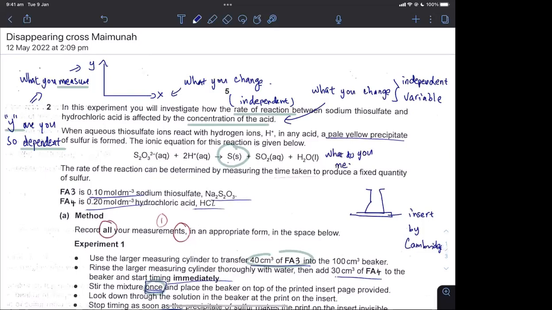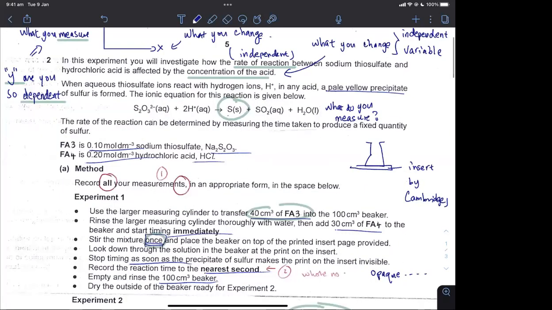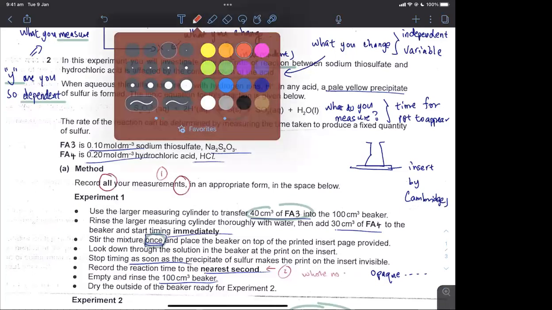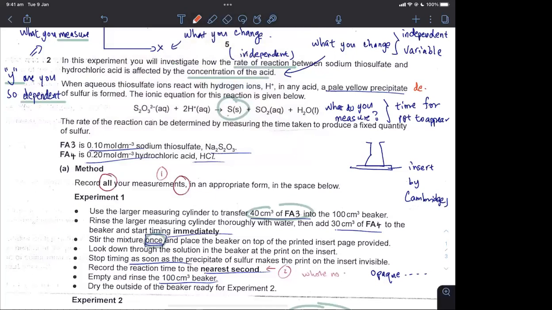What do you think, Rahiman? What do you measure in this experiment? Time. Okay, so time is actually your dependent variable. So this is time for the precipitate to appear, or for your writing to become invisible. So it's the time for that reaction. This is what you measure. So this is dependent variable.